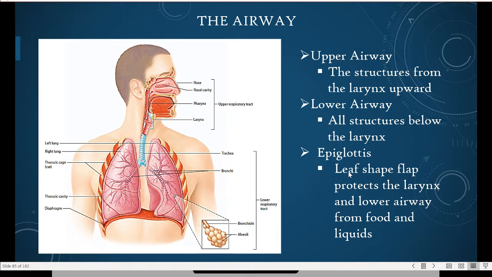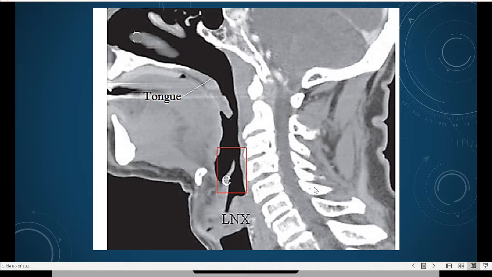We now go to the epiglottis, and we talk about its structure being leaf-shaped, and its function is to protect the larynx and the lower airway from food and liquids. That is its function. We're going to get a better picture of it here. This again is your larynx, and we have the epiglottis here. It's that leaf-like structure that helps keep food away from the larynx and in its proper place, the esophagus.